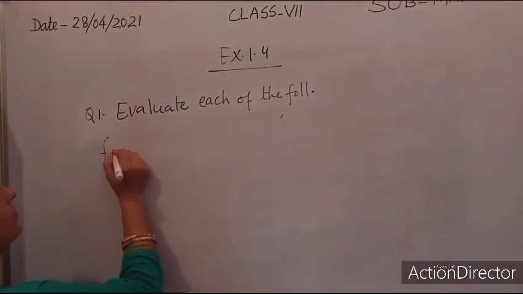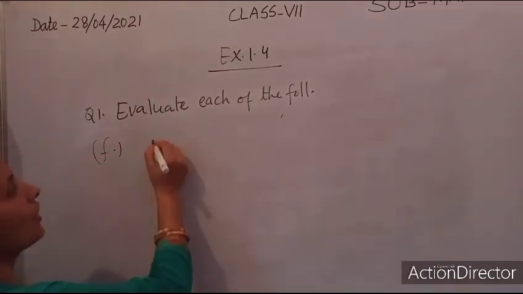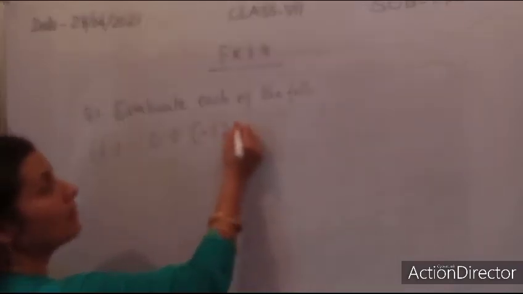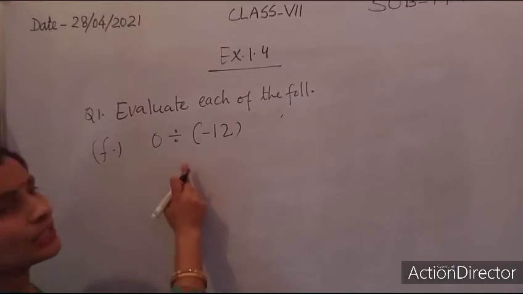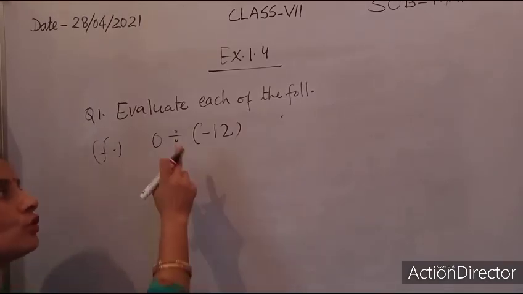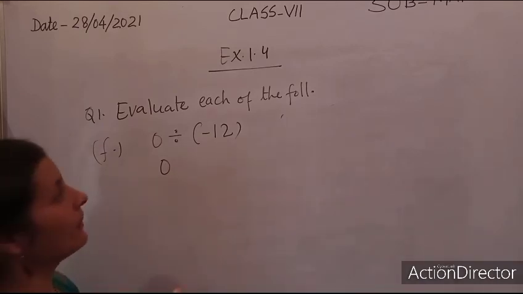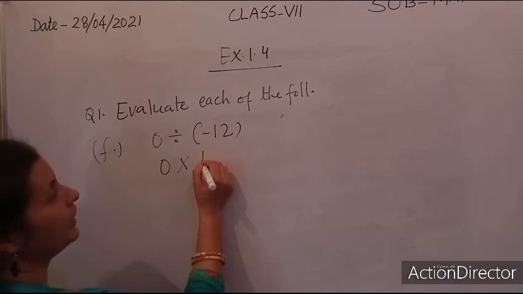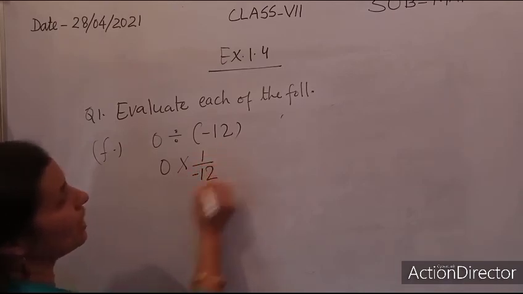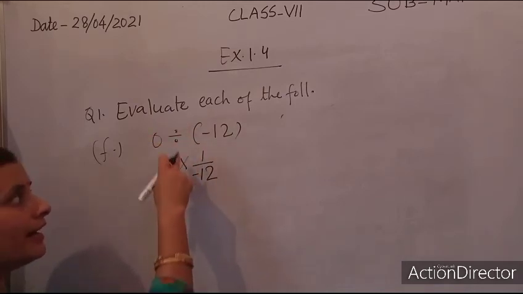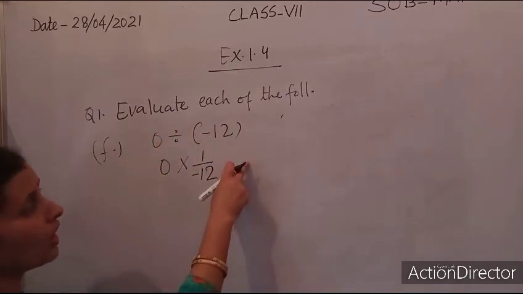Okay. Now I am going to solve the F part, which is 0 divided by minus 12. Beta, just look at this question carefully, how to solve this question. I am going to solve this question by the reciprocal method to make you understand. It will be more clear. 0 into 1 upon minus 12. Reciprocal. I have changed the sign. I converted division into multiplication by the reciprocal method.